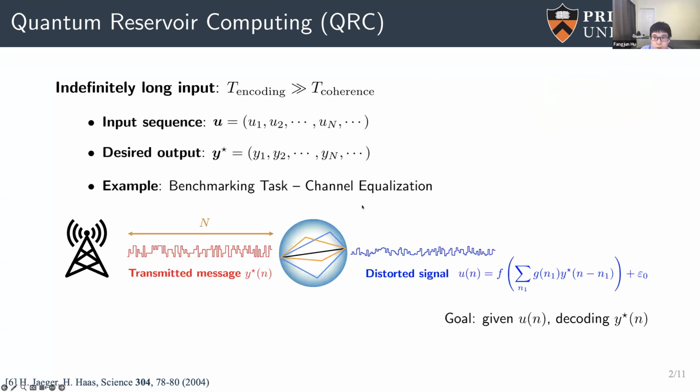And here is one particular example. It is a benchmarking task dating back to 2004 called the channel equalization task, which we will discuss multiple times in this talk. So let me first introduce what the channel equalization task is. This task considers transmitted messages distorted by linear interference and some nonlinear saturations, with added background noise. And the goal of this task is to reconstruct the original messages y star given these distorted signals. So that's basically the task description.